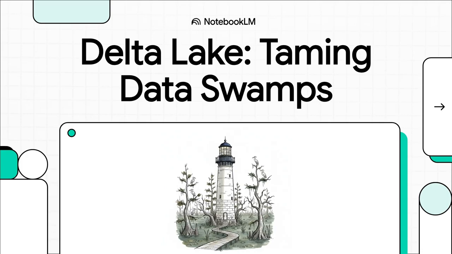All right, let's talk about something that's totally changed the game in the world of big data: Delta Lake. For the longest time, we had this idea of a data lake, a place to dump all our data. The problem? It often turned into a data swamp, just a messy, unreliable mess. Well, Delta Lake is the tech that finally lets us tame that swamp. So let's get into it.